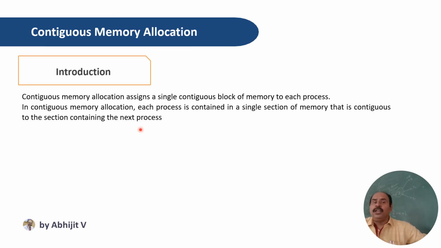Next topic is contiguous memory allocation. What is meant by contiguous memory allocation? Very simple. The meaning itself is self-explanatory. One whole part of the memory is allocated for one particular process so that it is very continuous and very easy for access. Okay, each process is contained in a single section of the memory that is contiguous to the section containing the process.